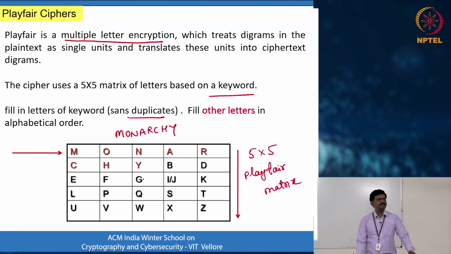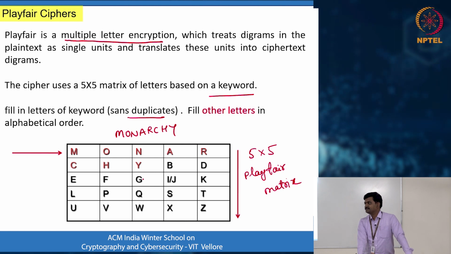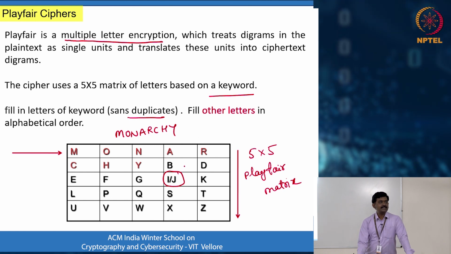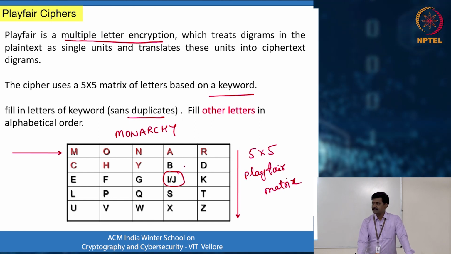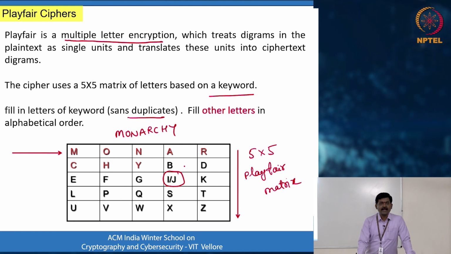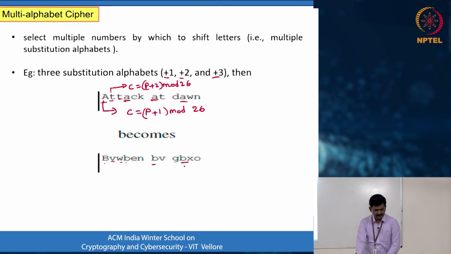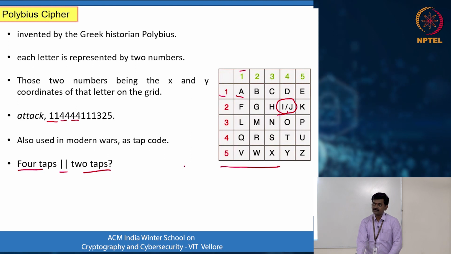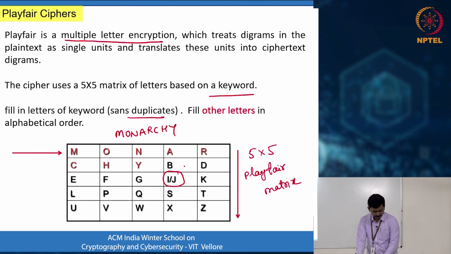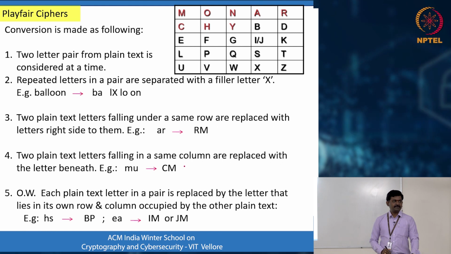What is that IJ? Why we have IJ? The reason is you have 5 cross 5 cells, 25 cells, language of 26 alphabets. So you treat I and J as same. This is that logic we saw in this particular cipher, right? Polybius cipher. So your Playfair has come from that. Now this is the logic to encrypt.